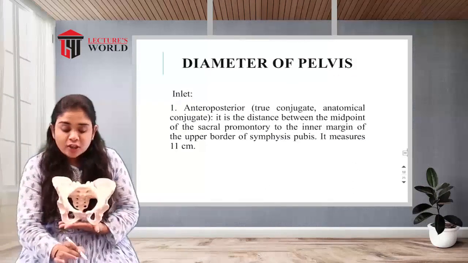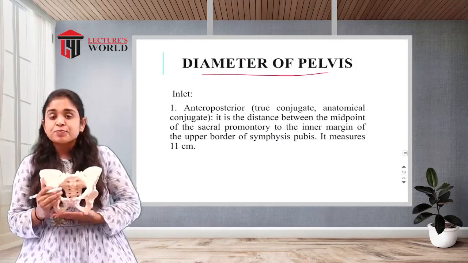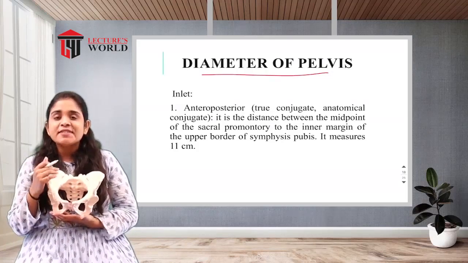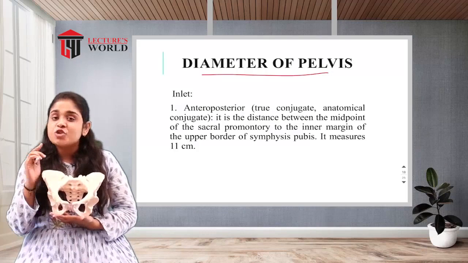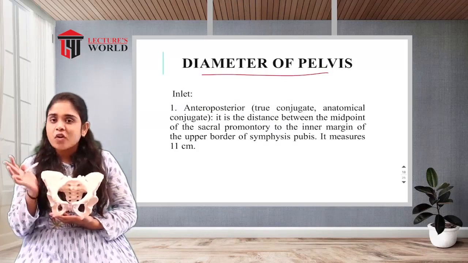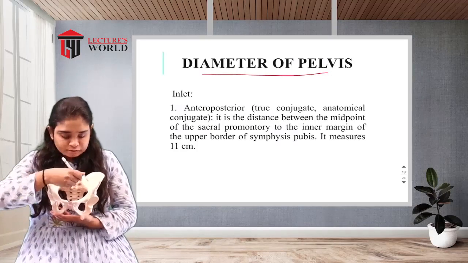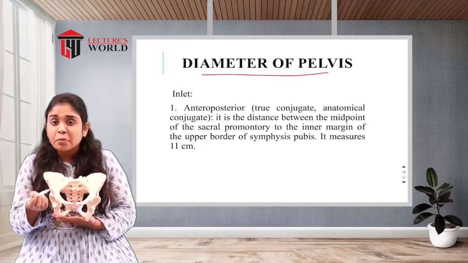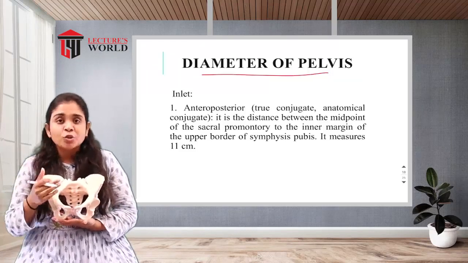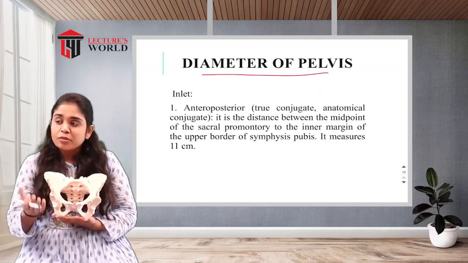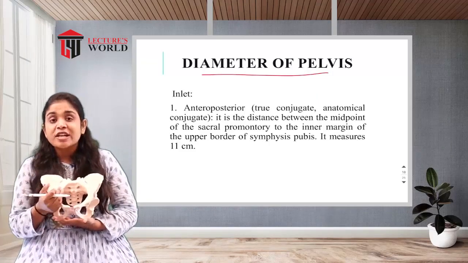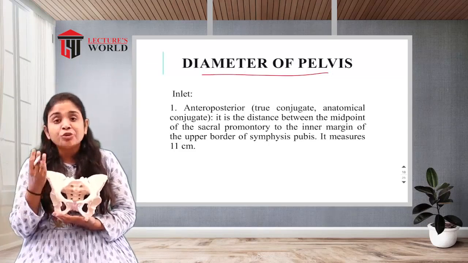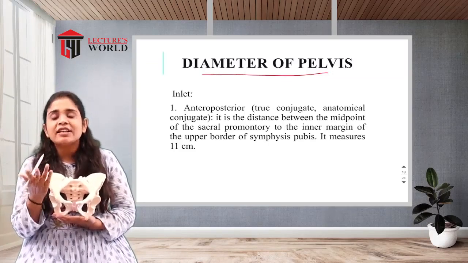So now we'll be talking about the diameter of the pelvis. As we have seen earlier, the female pelvis is mainly divided into two, the true pelvis and the false pelvis. The false pelvis is above the imaginary line, or the inlet, or we can say the brim. Above that part is known as the false pelvis, and below that part is known as the true pelvis, right? The true pelvis is further divided into three: the inlet, cavity, and the outlet.